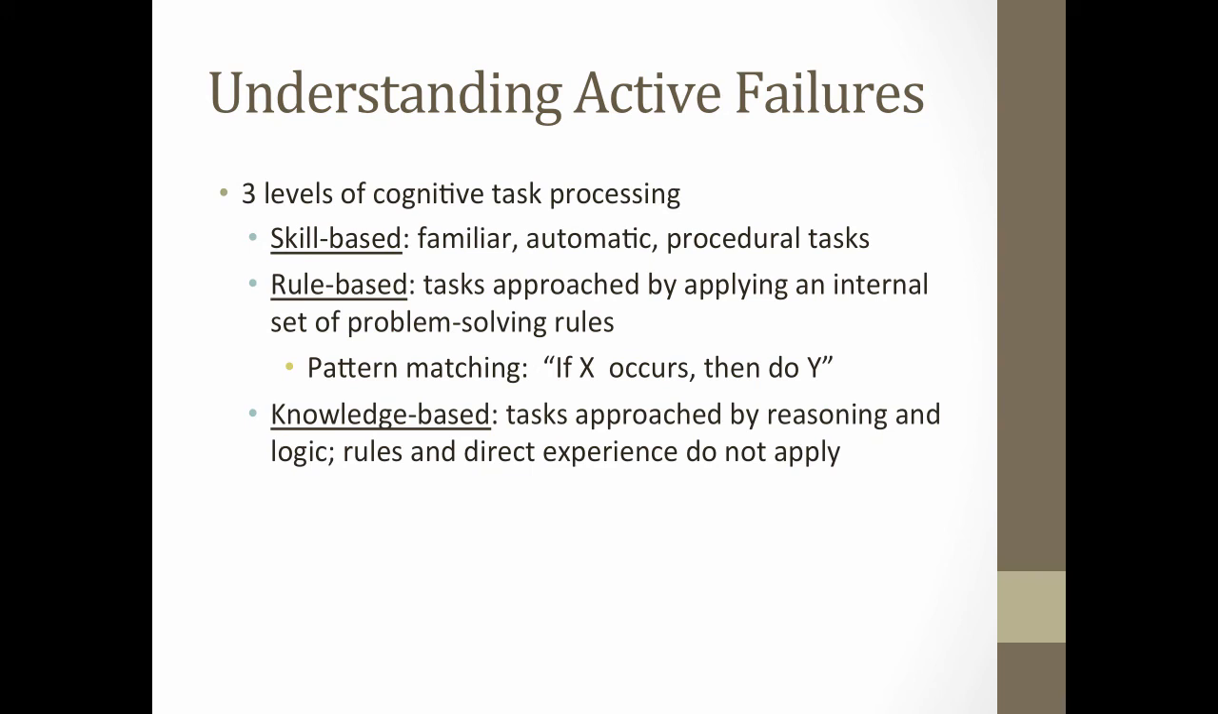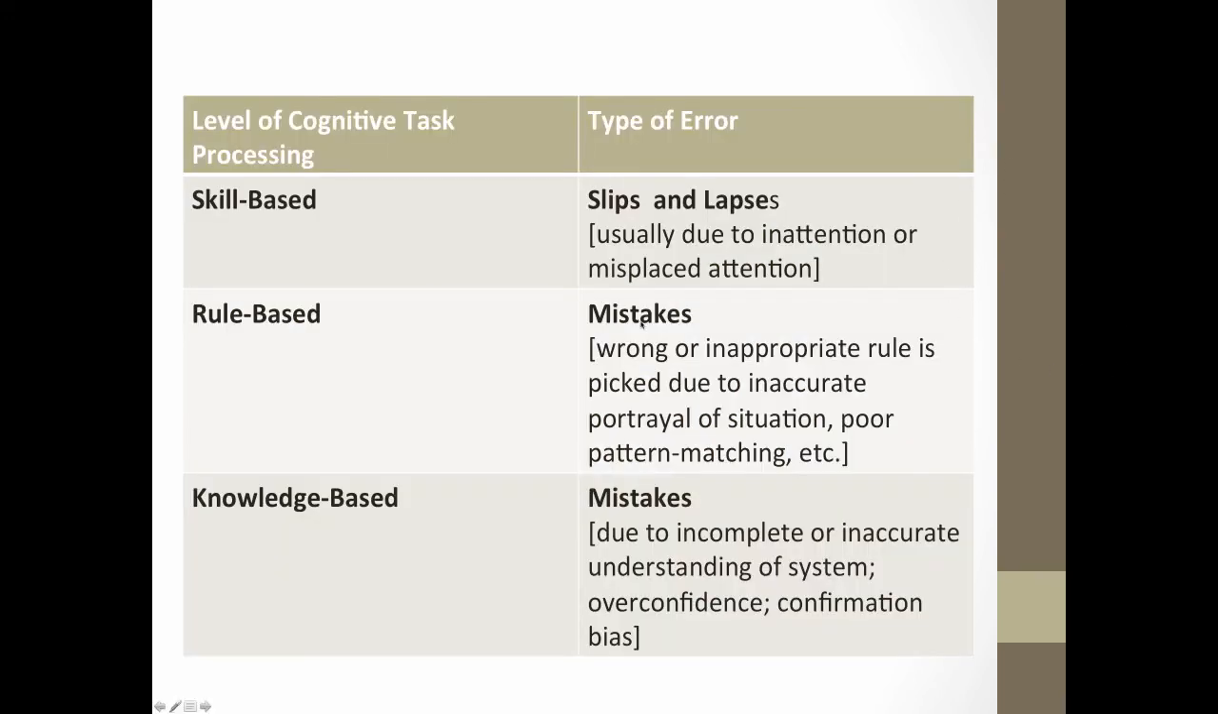Rules and direct experience are not as important, but you're using knowledge and reason and logic to figure out the task. So these are three general levels of task processing. We can match them or align them with the different types of errors. And you can see that slips and lapses occur primarily for skill-based task processing. They occur usually because of inattention or misplaced attention. You weren't paying attention correctly, or you were attending to the wrong thing, and so there's a slip or a lapse. You left something out, or you executed incorrectly.